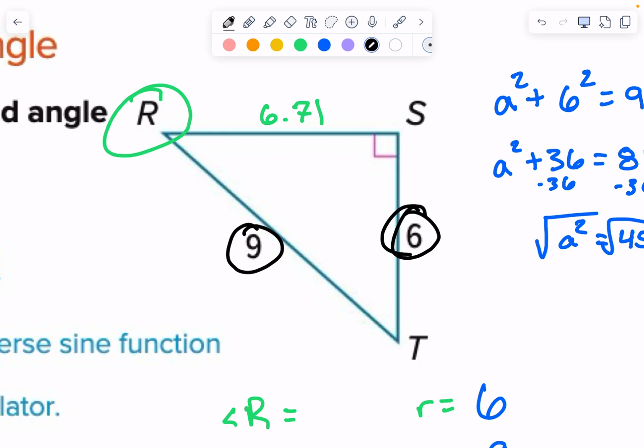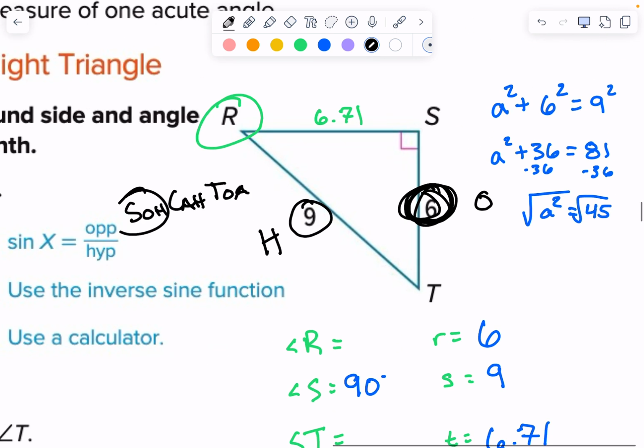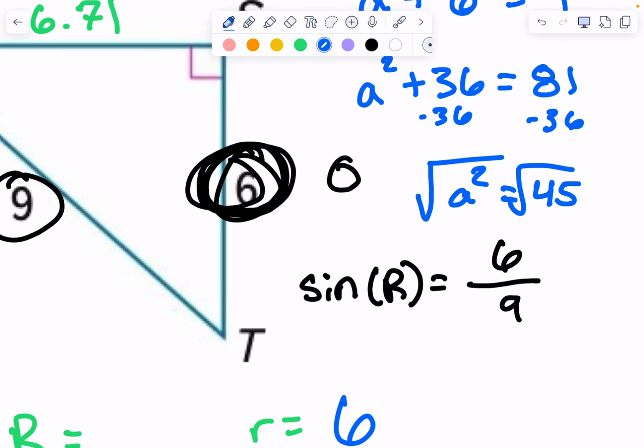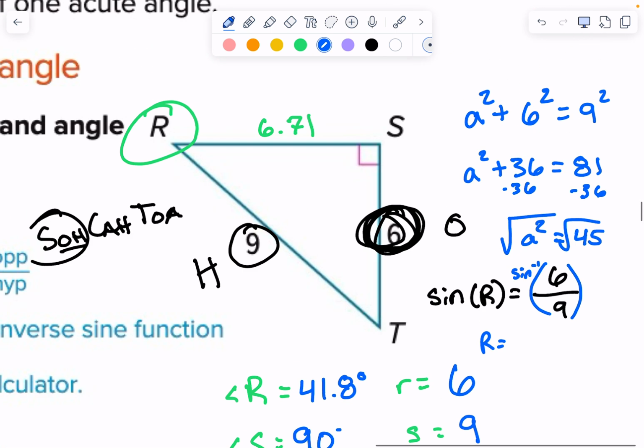What is 6 in relationship to R? Opposite. What's 9? Hypotenuse. So using SOHCAHTOA, we're going to use sine because those are the 2 that we have. Sine of R is equal to opposite over hypotenuse, 6 over 9. How do I get R by itself? I do the inverse sine of 6 over 9. R equals 41.8 degrees.